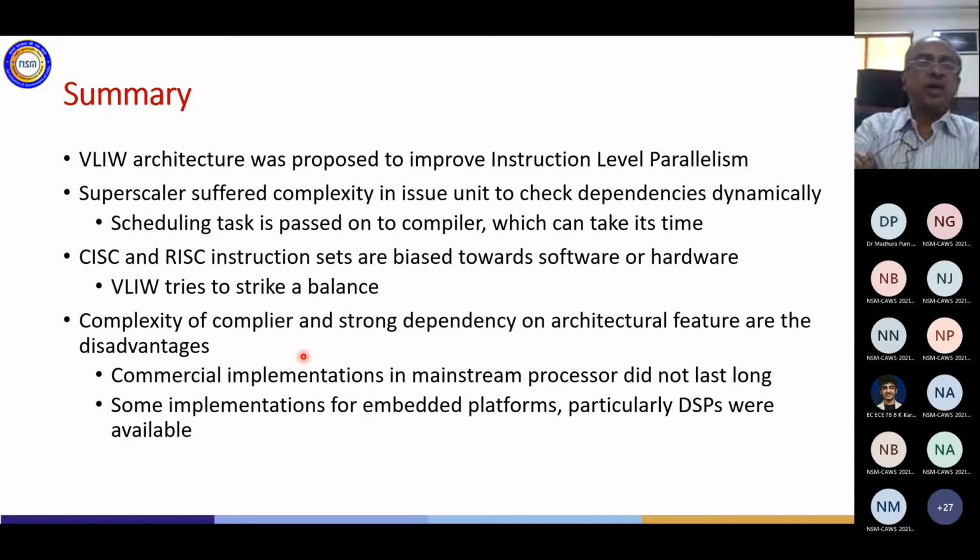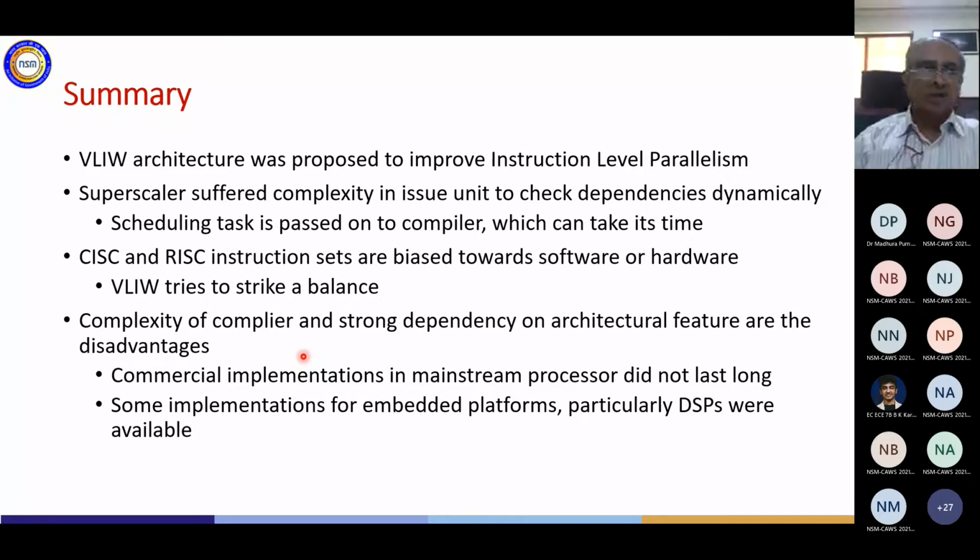And we also saw that as far as instruction sets go, the CISC instruction set and the RISC instruction set are biased towards software or hardware respectively, but VLIW tries to strike a balance between the two, because the ISA is midway between the higher level language program and the processor. However, because of the complexity of the compiler and its strong dependency on architectural features, the compiler is susceptible to any changes in the architecture. Because of this, the commercial implementation did not last long. But there are still some of them for embedded platforms where the CPU itself is simple.